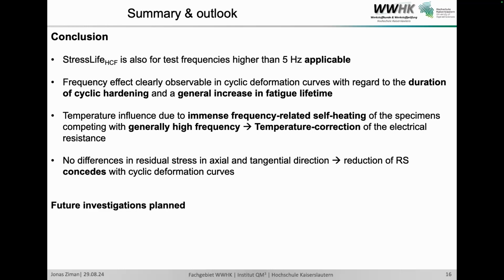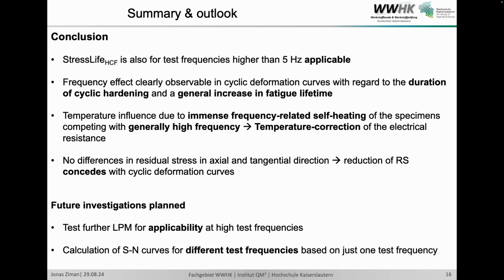As future investigations, we plan, on the one side, to apply further lifetime prediction methods for higher testing frequencies. And our goal is to calculate SN curves for different test frequencies based on just one test frequency database.